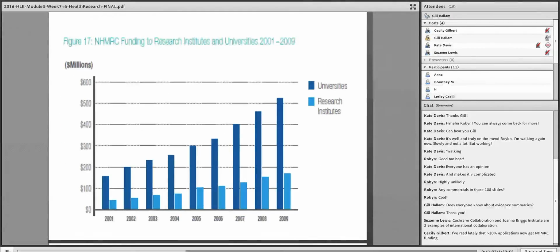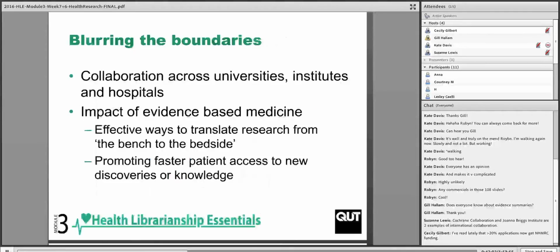This gives you a comparative balance of how much goes into the academic sector and how much into dedicated research institutes. So you can see that universities receive a vast amount, a good proportion of that funding. A quarter to a third of the funding goes to research institutes and the balance to universities. But you can see that, again, there's that rise of the trends over time.